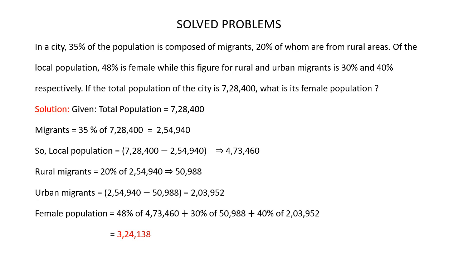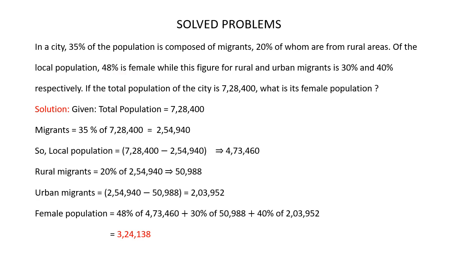Total number of migrants is 2,54,940. Rural migrants is 50,988. So urban migrants is equal to 2,54,940 minus 50,988, which is 2,03,952.